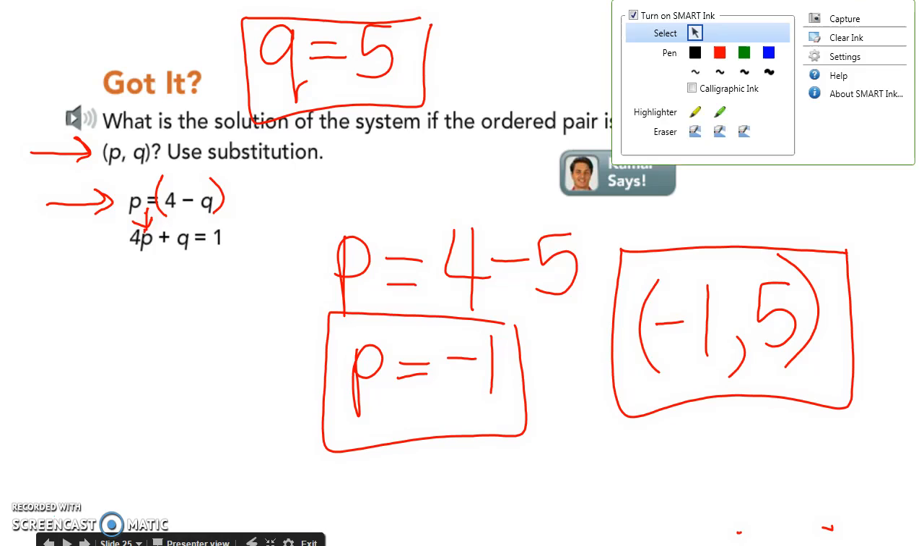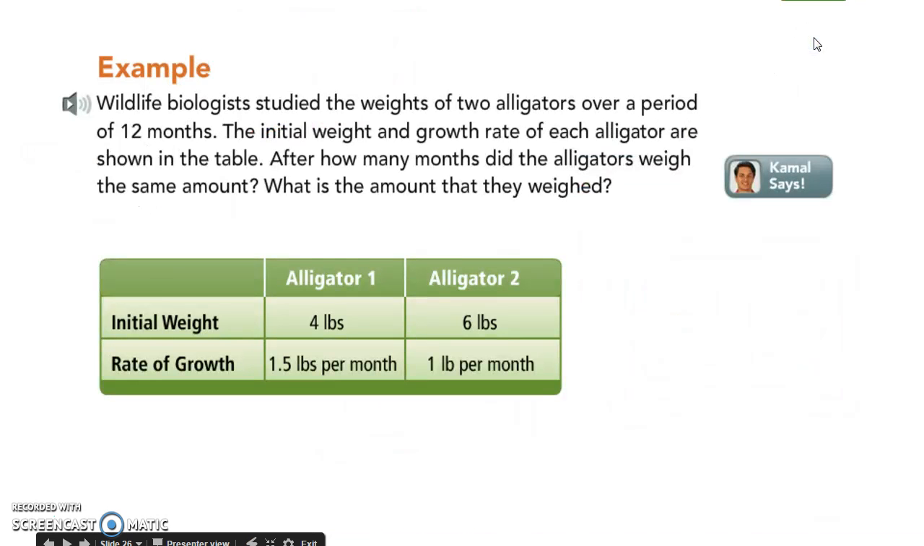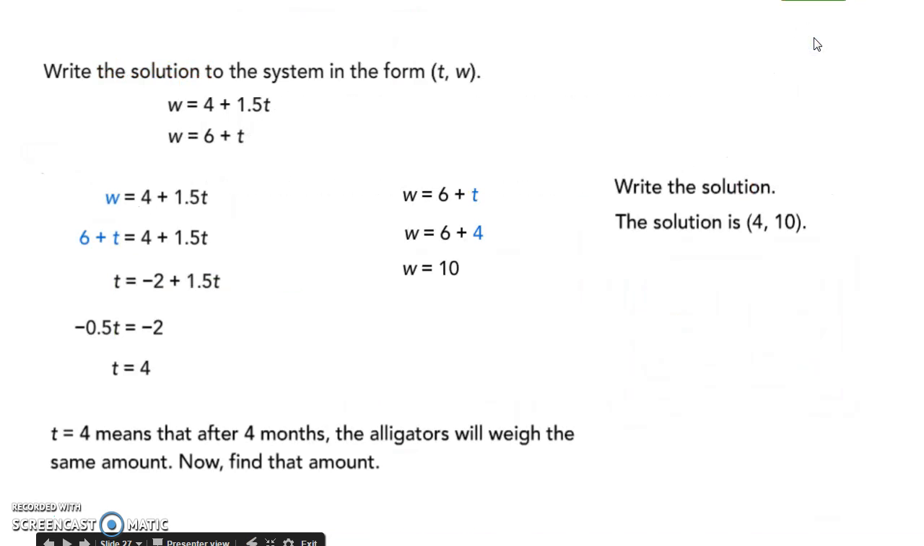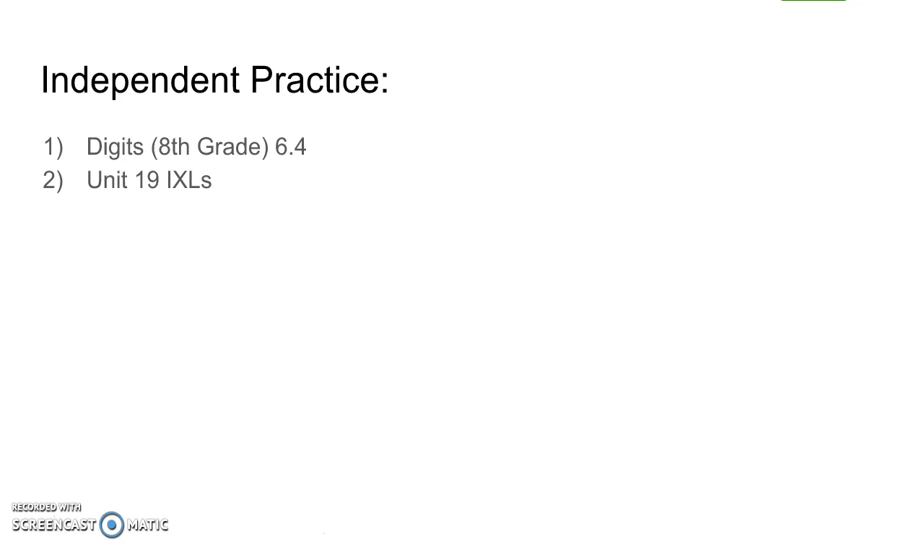So if I were to graph those 2 equations, that would be the point where they would intersect. I know y'all are having so much fun with me that you're ready to start on your digits. Okay, 6.4, solving systems of equations by substitution. Have fun.